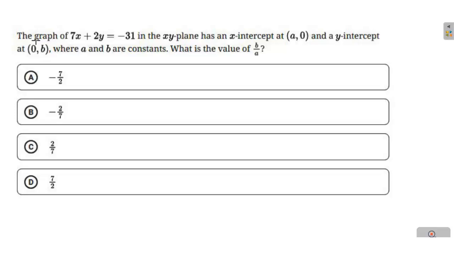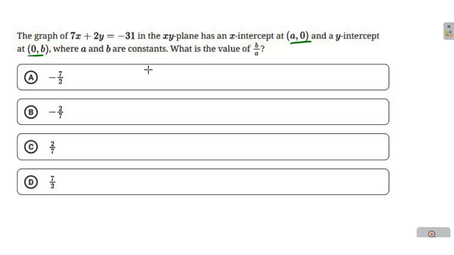So this question says the graph of 7x + 2y = -31 in the xy-plane has an x-intercept of (a, 0) and a y-intercept of (0, b), where a and b are constants. What is the value of b over a? So basically what we need to get is the value of a and b from this particular problem. So what we'll do is we are going to be solving it in cases.